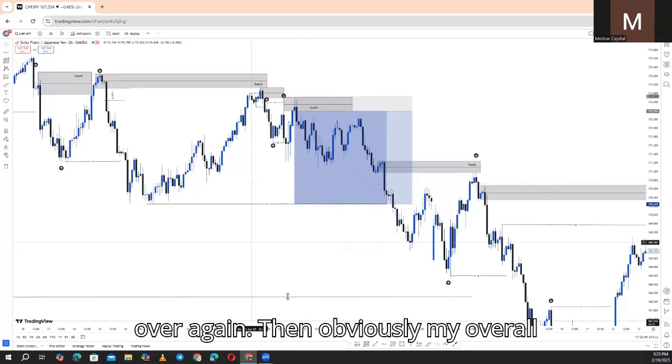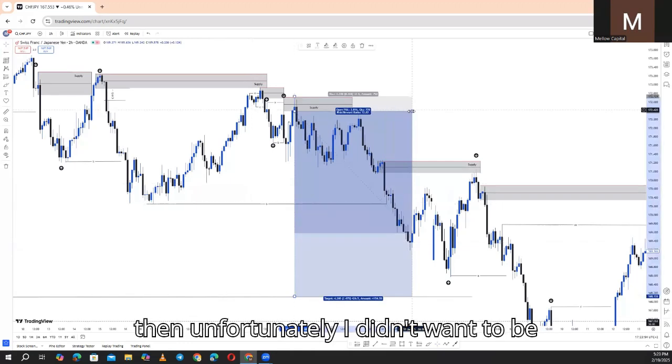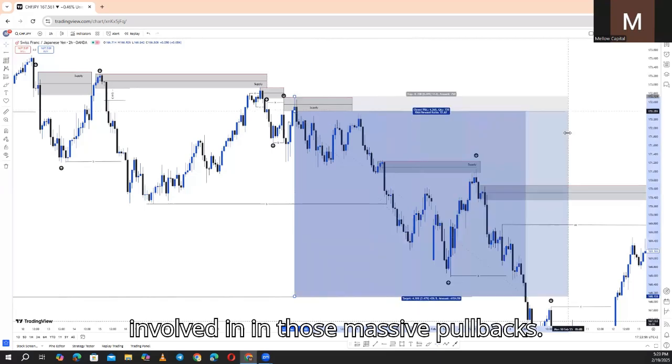And then obviously my overall target was supposed to be down here, which was supposed to be 12R, but unfortunately I didn't want to be involved in those massive pullbacks.